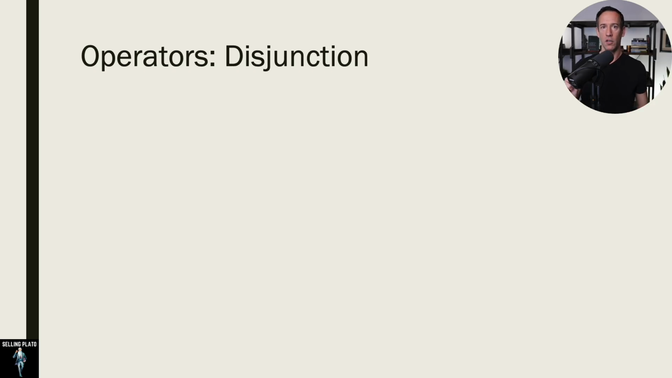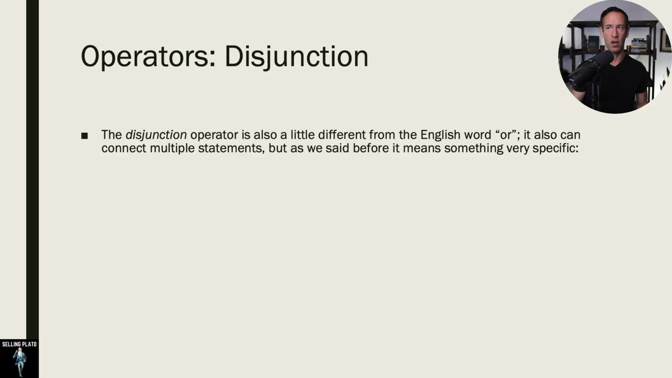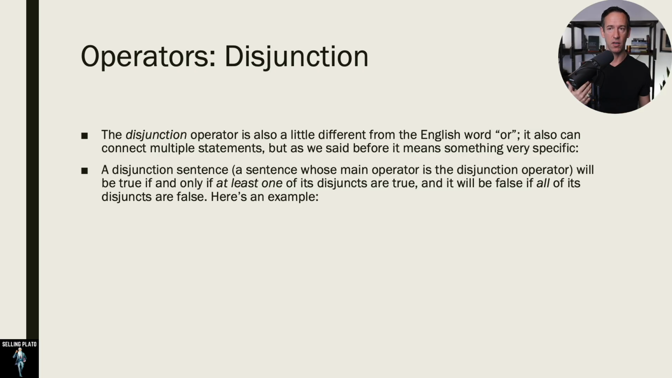All right, so we've talked about negation, we've talked about "and," or conjunction. Now we're going to talk about disjunction. There'll be some similarities and differences with conjunction. Okay, so the disjunction operator is also a little different from the English word "or." We're going to translate it as "or," but it's not going to be the exact same "or" that we say in English. It also can connect multiple statements, but as we said before, it means something very specific in our propositional logic language.